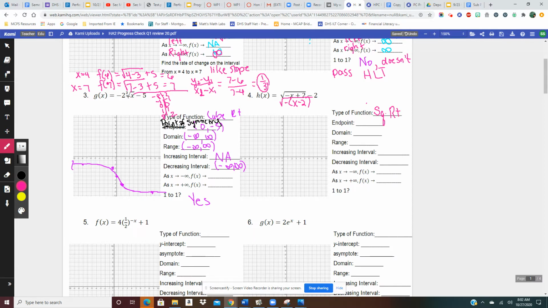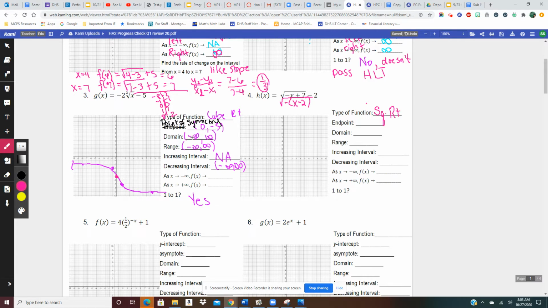And again, you get it from inside this and then the outside, so your translation. So it hasn't moved right or left. This -5 is not inside the radical, so it has moved down 5. So this graph just has a point of symmetry here, moved down 5. 1, 2, 3, 4, 5, yeah. Okay, so 0, -5 is my point of symmetry.